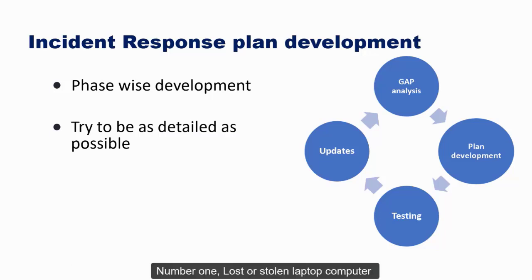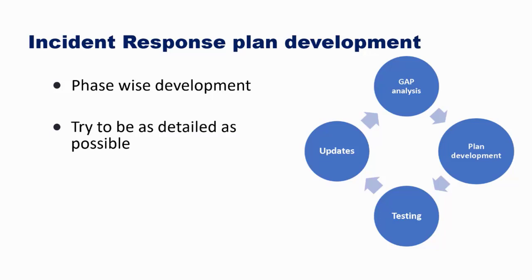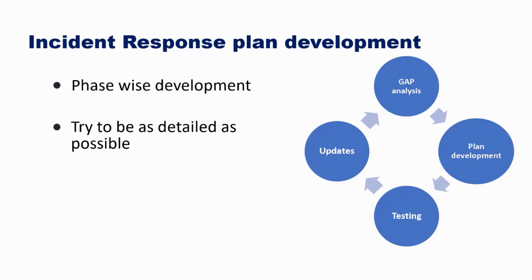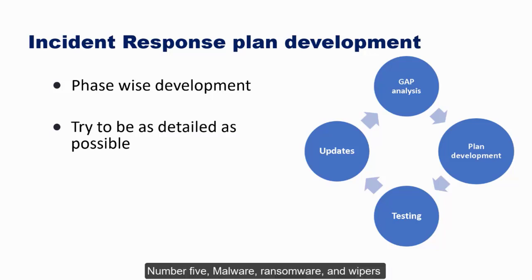Number 1, lost or stolen laptop computer. Number 2, lost or stolen mobile device. Number 3, extortion and wire fraud. Number 4, sensitive data exfiltration. Number 5, malware, ransomware, and wipers. Number 6, stolen or compromised user credentials.